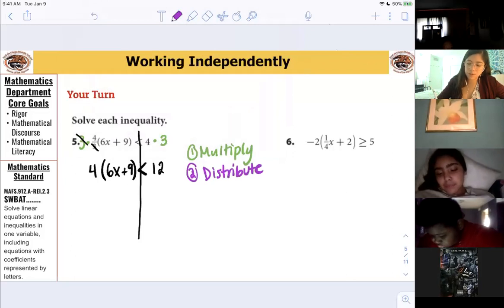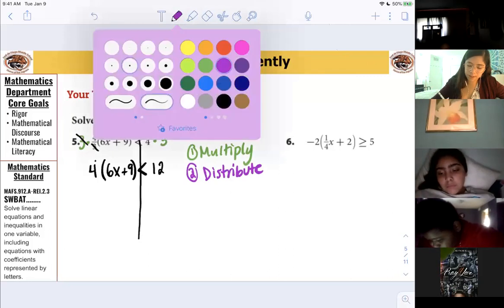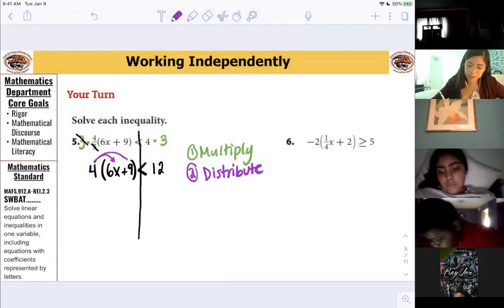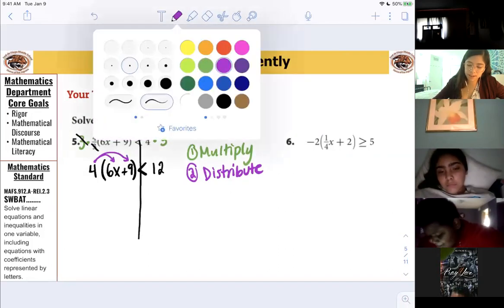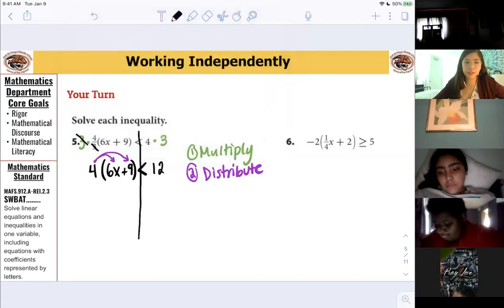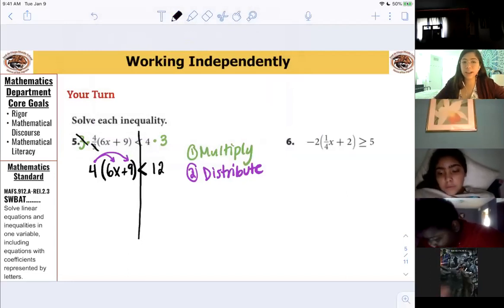And if you prefer to distribute first, you will probably have the same thing that I get at the very end. But I just think this way is easier because now I don't have to think about multiplying fractions. If I decided to distribute in step 1, I would have had to multiply 6 times 4 over 3 and 9 times 4 over 3, which is just a little harder. So I prefer to do it this way because it makes it a little bit easier for myself.